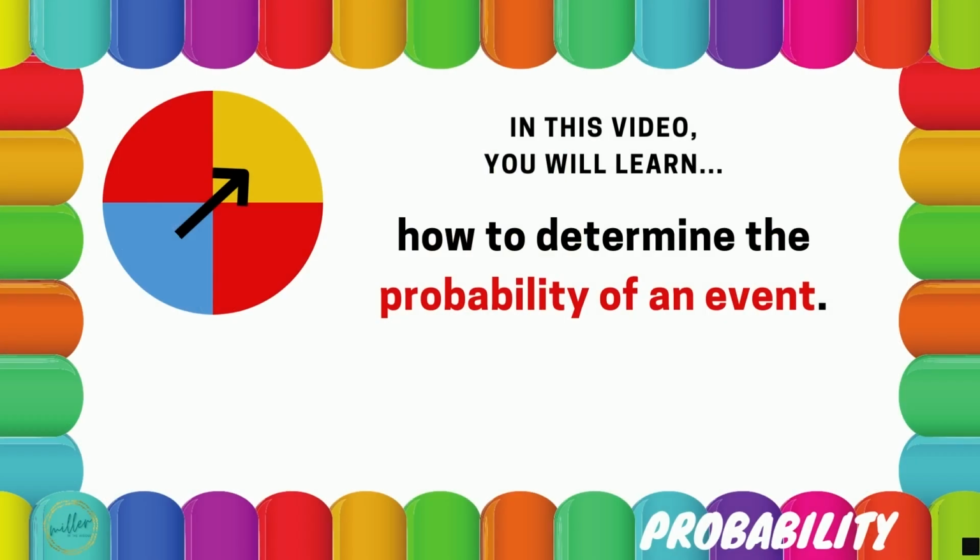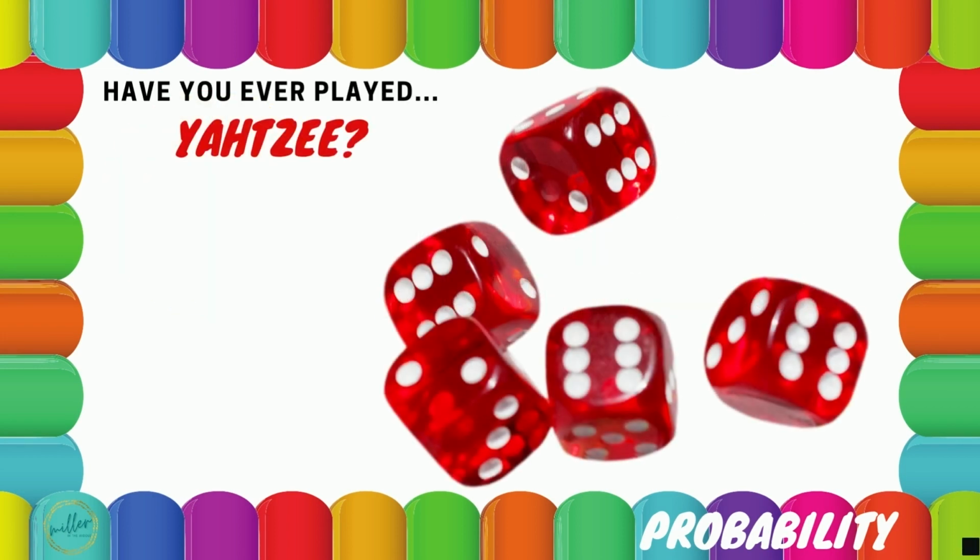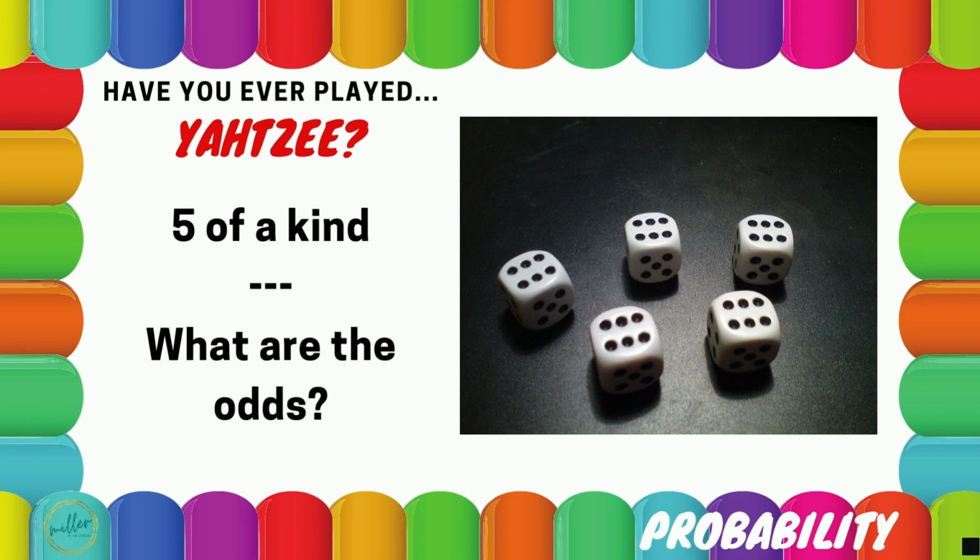In this video, you will learn how to determine the probability of an event. Have you ever played Yahtzee? Yahtzee is the game where you have to roll 5 dice and you get points based on the combination of the numbers that you roll. The best roll you can get is 5 of a kind. It's called a Yahtzee. What are the odds?